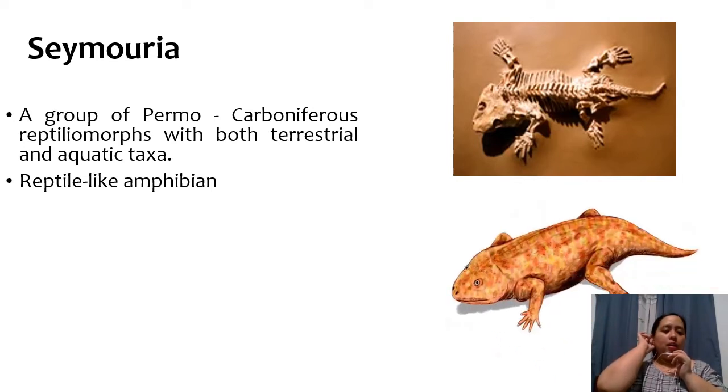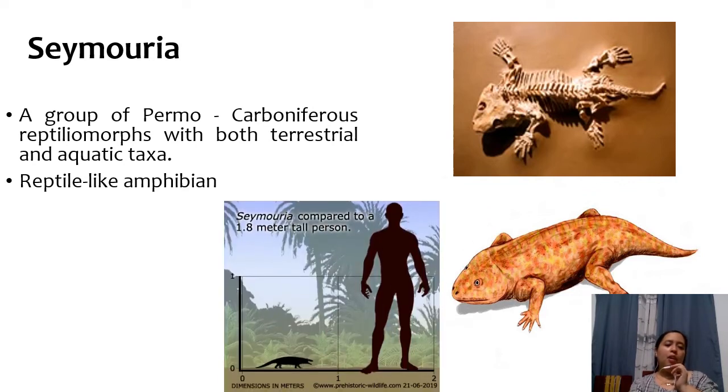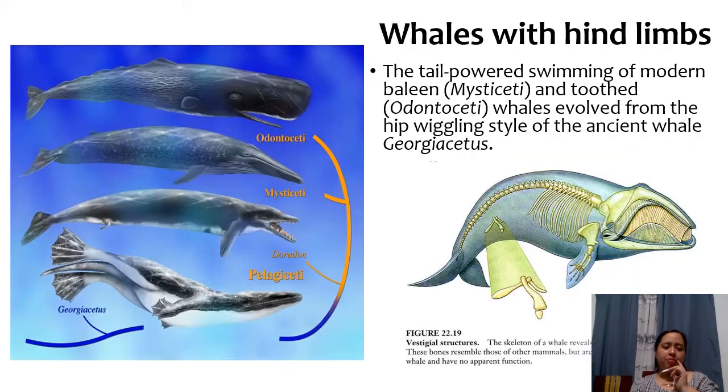And then, this is the animated itsura daw ng Seymouria, and it looks like our very own basakay. The only thing is that manipis parang mataba itong tail niya. And ganito siya kalaki. So parang siya talagang basakay. Ano? Parang talaga siya. Now, we have the next one, this is now whales with hind limbs.